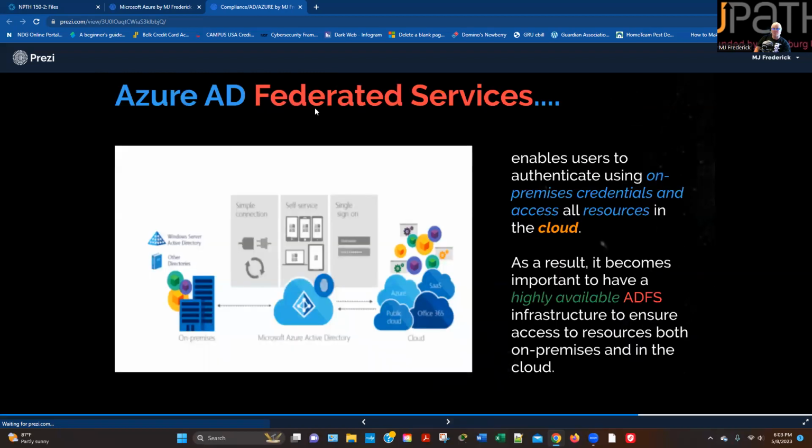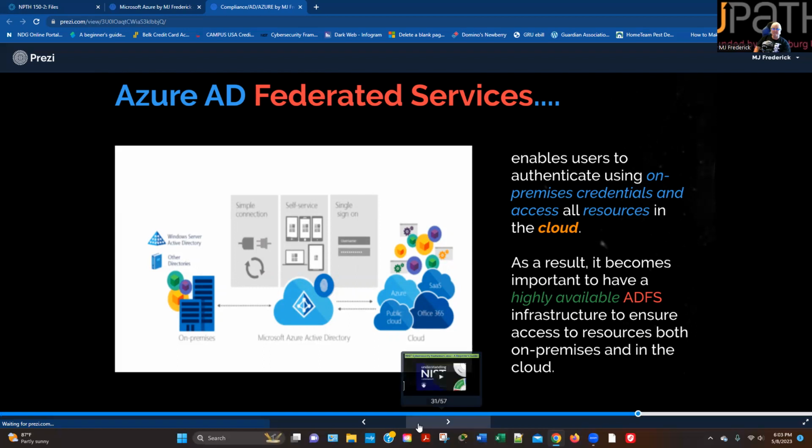So what does it do? It enables users to authenticate using on-premise credentials, and access all resources in the cloud. And as a result, it has become important to have a highly available ADFS structure, meaning high availability at all times, to ensure access to resources both on-premise and in the cloud.